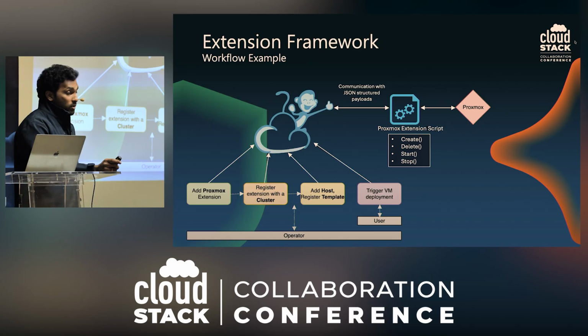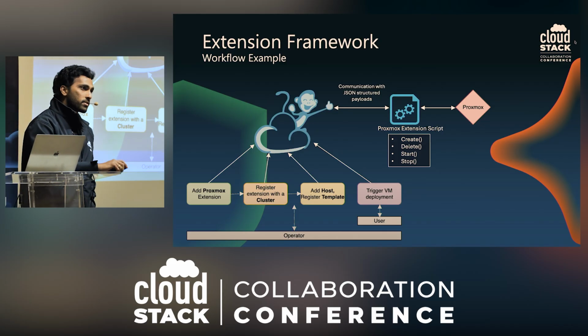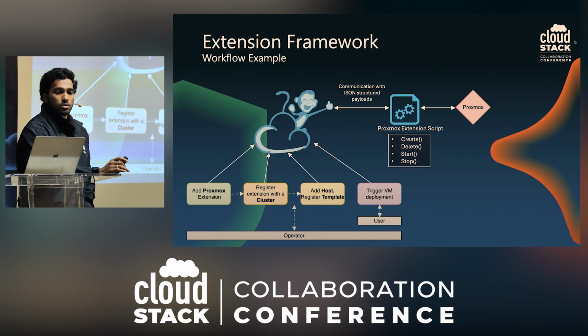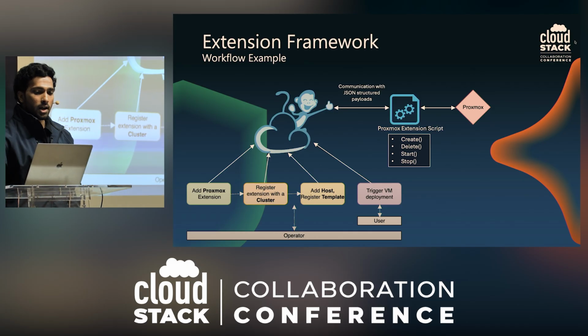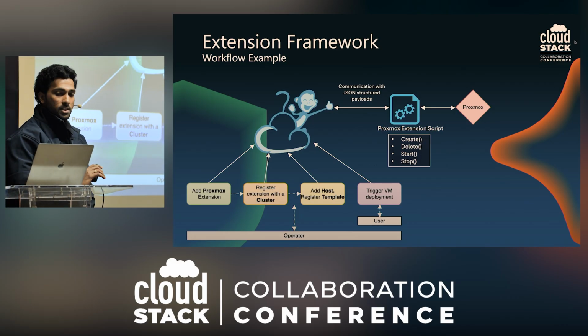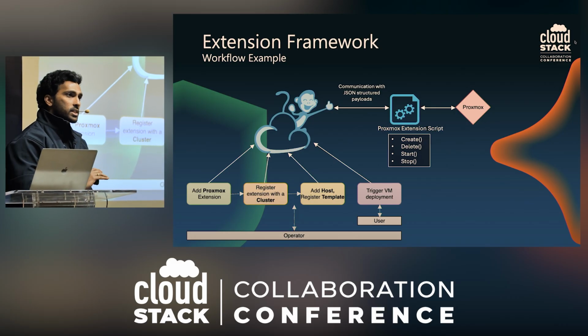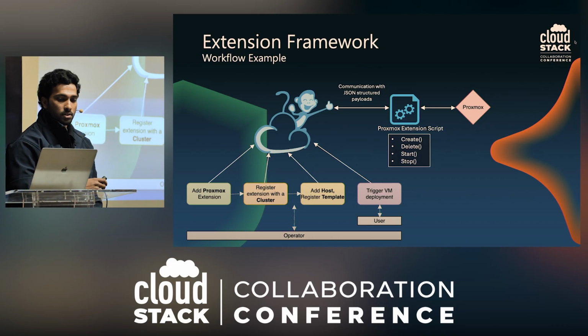Yeah, this is an example. Let's say I have to add the Proxmox integration into CloudStack, which, by the way, is already there under the built-in extensions in CloudStack. If I have to write this extension, I'll have to write the script, and define a couple of methods there: create, delete, start, stop. Since this is an extension of type orchestrator, this is all about handling the VM life cycles. So those are the methods that we need to implement in that script. Create is for creating the instance, and the rest for the other operations.